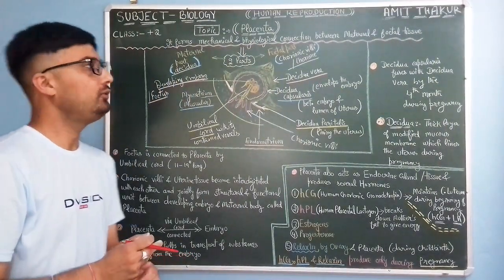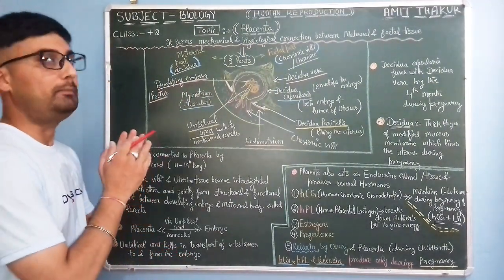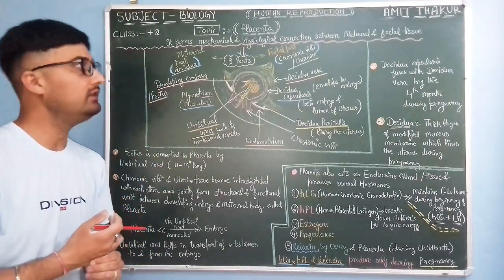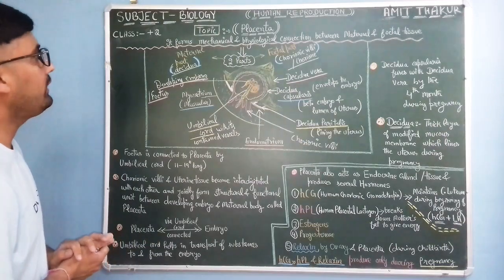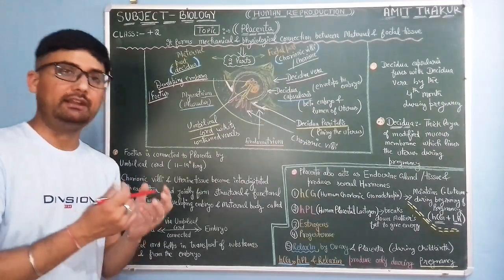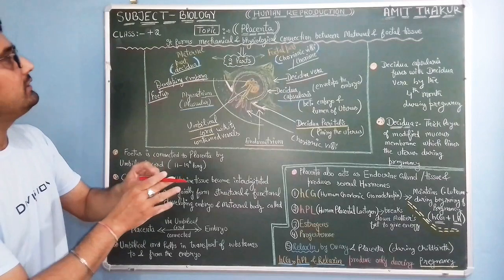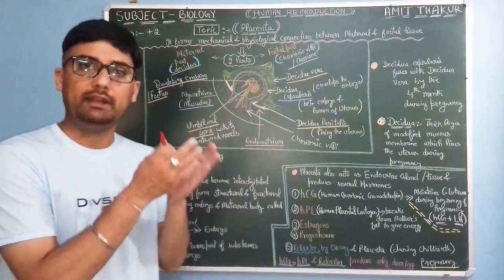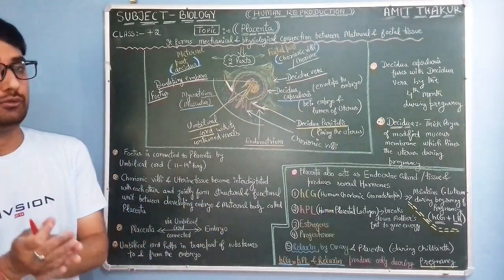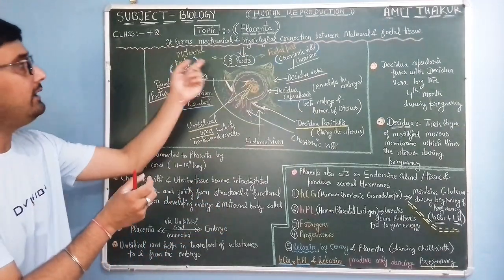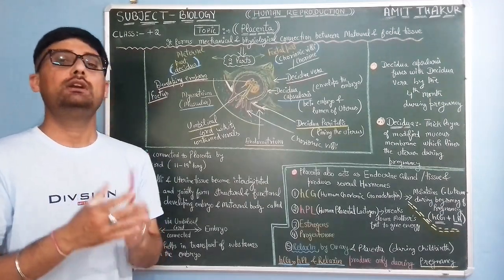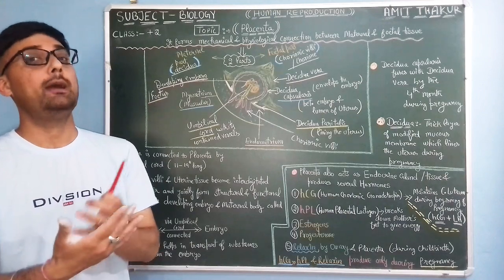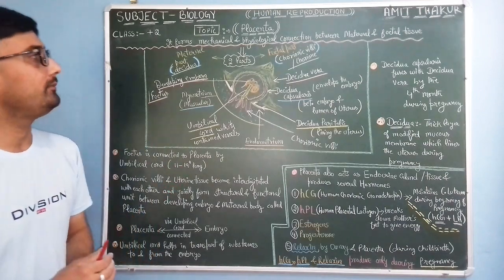So good morning everyone. Today our topic is placenta, the second last topic in the chapter human reproduction. So what is placenta? Placenta is a structure which forms a mechanical and physiological connection between maternal and fetal tissue, meaning between the mother and the growing embryo inside the uterus.